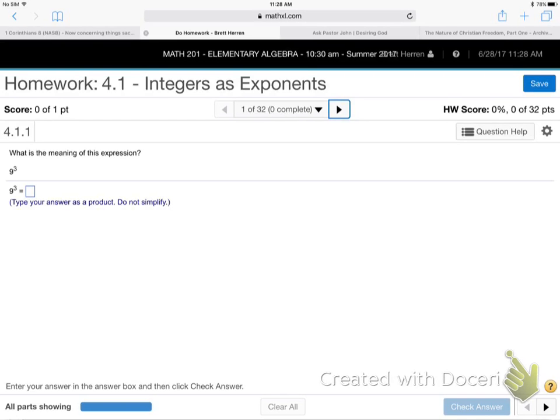Okay, there we go. So first question, 4.1. See if we can get it done in 25. 9 to the third power. What does that mean when you put little numbers in the upper right-hand corner? Yeah, it's a repeat symbol, isn't it? It means repeat the 9 3 times, multiplied by itself, huh?